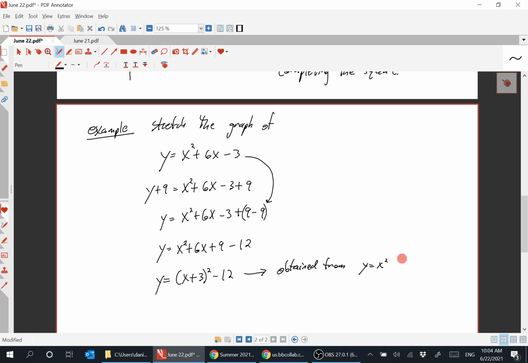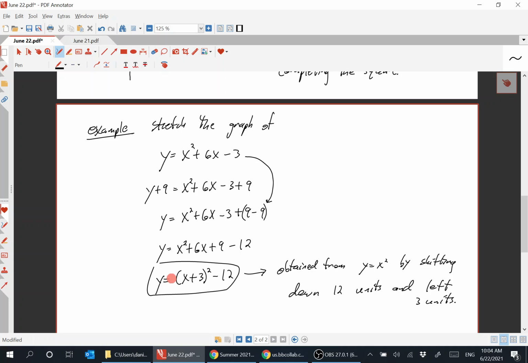Right, so this is obtained from y equals x squared by shifting down 12 units and left 3 units. See? So once you complete the square, it puts the quadratic function, any quadratic function, into this format, which tells you that's how you graph the thing. Starting with y equals x squared and then applying some shifting.